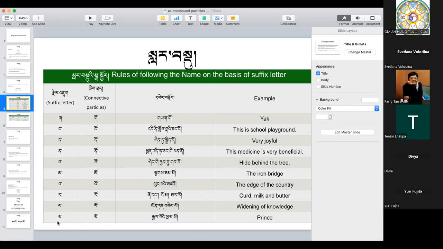Sa, so. If a name has sa as a suffix letter, it is followed by so. Gelbu se so. So this is a single derived name. Gelbo means king. Se means the son. Gelbu se, it's the prince. So gese or gelbu se so. So the entire phrase, because it has sa, prince.